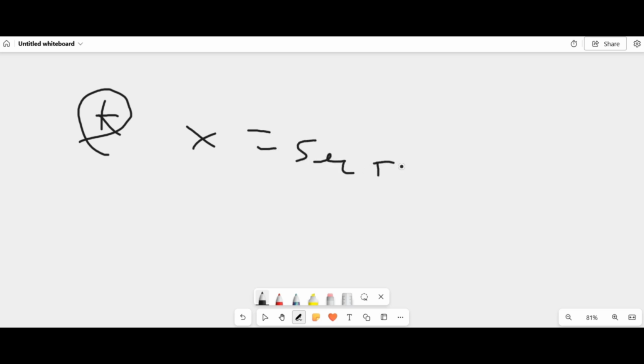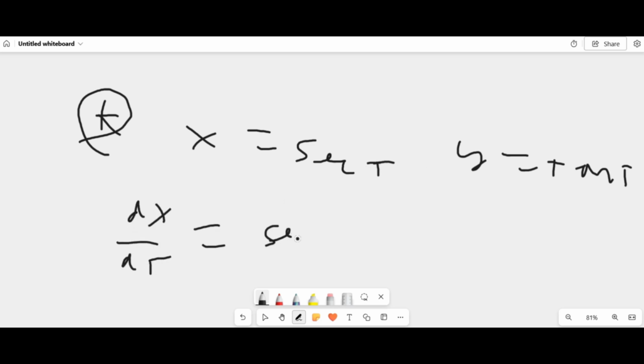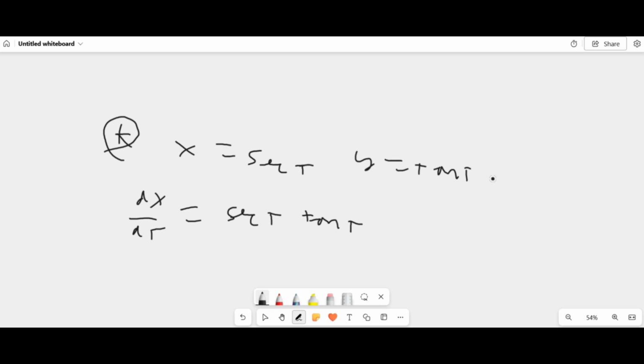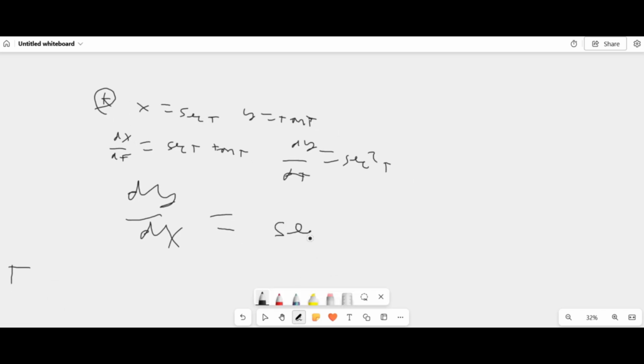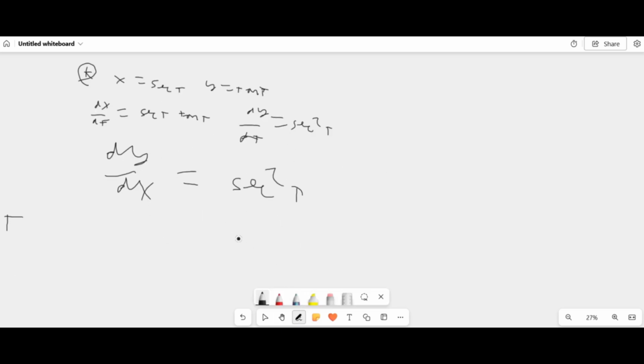x is equal to sec t. y is equal to tan t. Find dy over dx. Sec differentiates into sec tan. Tan differentiates into sec squared, so we get dy over dt is equal to sec squared t. And now dy over dx here is going to be sec squared t over sec t tan t, because you do the y over the x.